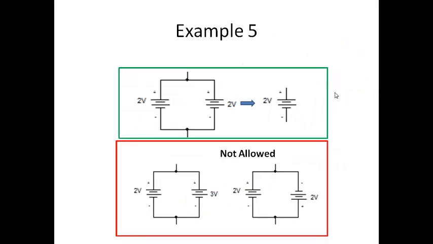Also, this example shows what cannot be done, and this is not allowed because this voltage is neither 2 nor 3. It should be equal to both of these two, not either of these two but both, and this is not possible, so this is not allowed.